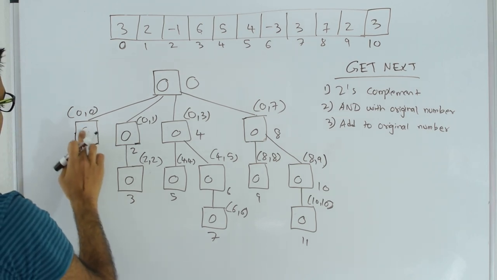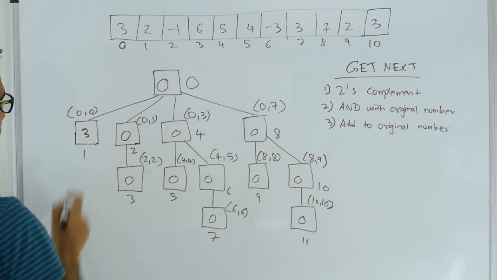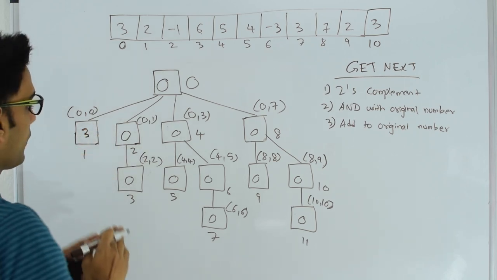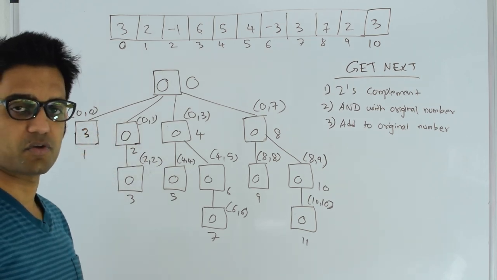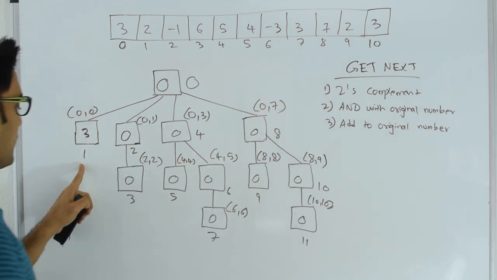So I come here, whatever value is here, we add 3 to it, so this becomes 3. But updating this 1 is not enough. You have to also update all the other nodes which could be affected. And to get those nodes, we'll use this formula getNext. So let's start from 1.